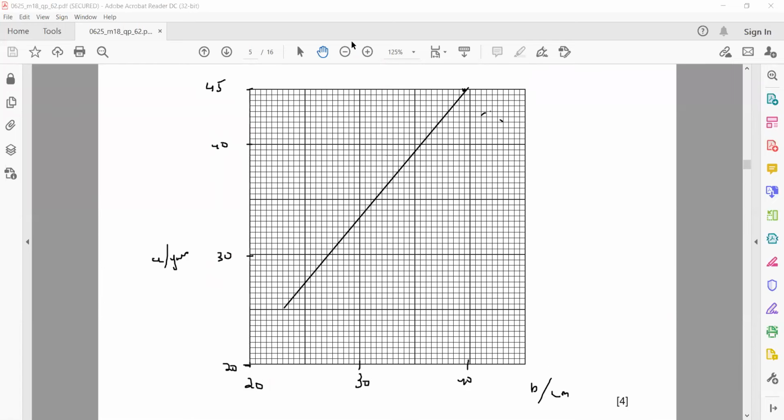So how will you find the gradient? As you solve this question, you will plot the graph and then find the gradient. You'll use the formula y2 minus y1 over x2 minus x1 to find the gradient of this graph.